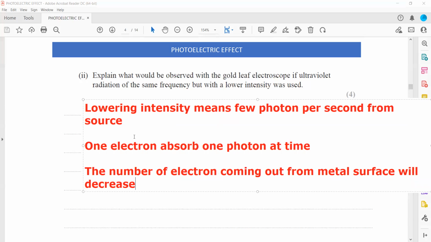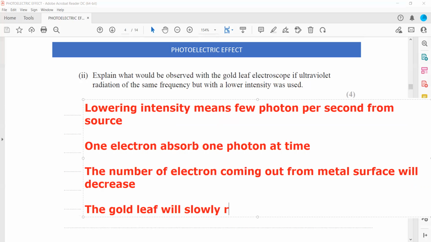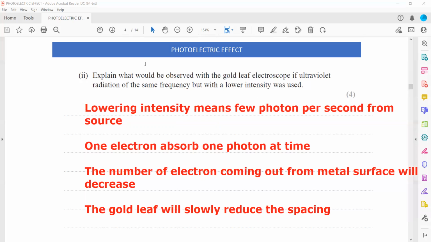And what is the result? The gold leaf will slowly reduce the spacing or deflection. Comparatively, if we use a high intensity, then the gold leaf will collapse quickly. But if we are using a low intensity, the gold leaf takes a longer time to collapse. Is this question clear, that how changing the intensity would affect the gold leaf?